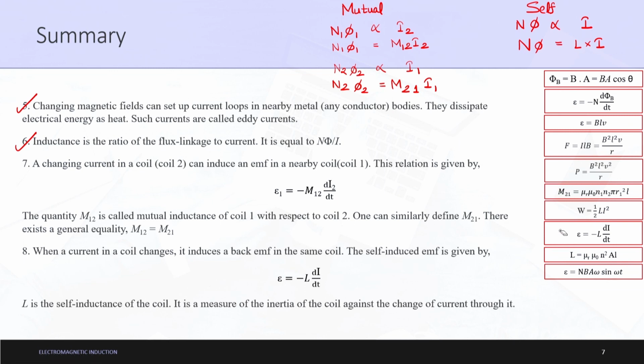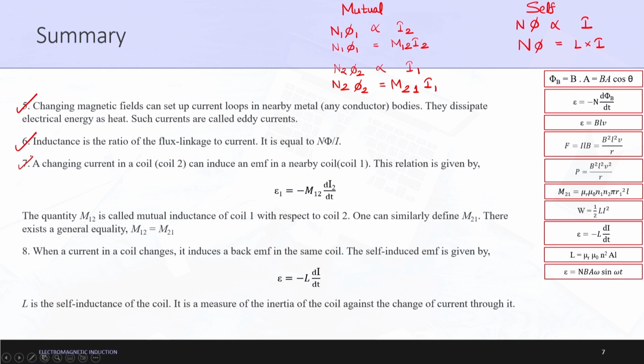Moving on. So, a changing current in a coil 2 can induce an EMF in a neighboring coil, that is coil 1. This relation is given by this value. So, we can find out the EMF produced due to changing current in neighboring coil. This relation is given by epsilon 1 is equal to minus M12 di2 by dt. The complete derivation of this formula was discussed when we were discussing the mutual inductance concept. So, you can see that in those lectures also.